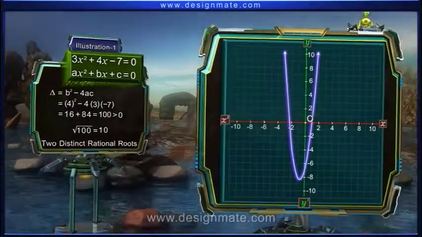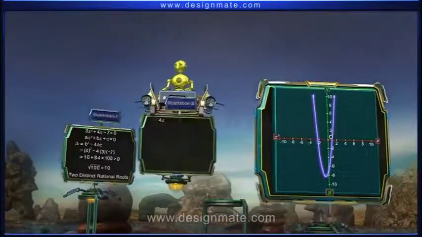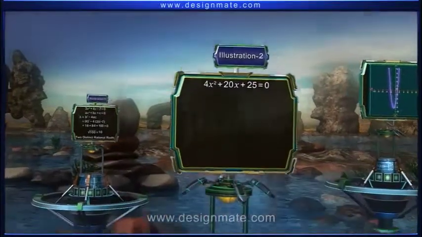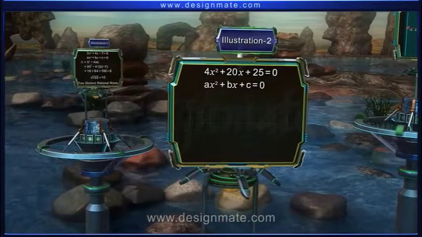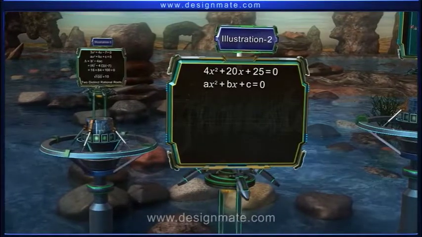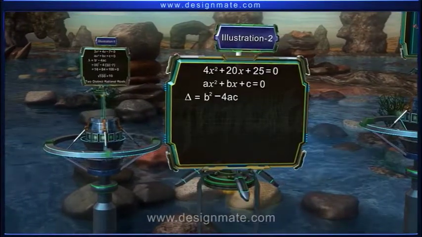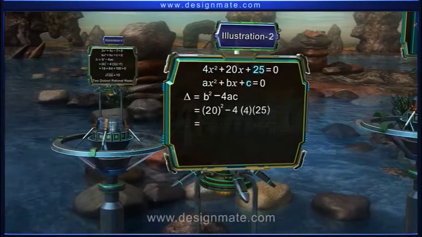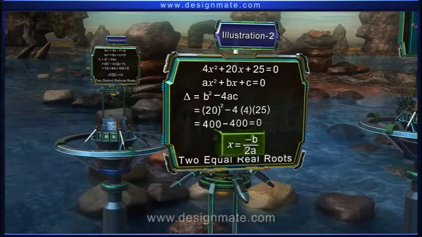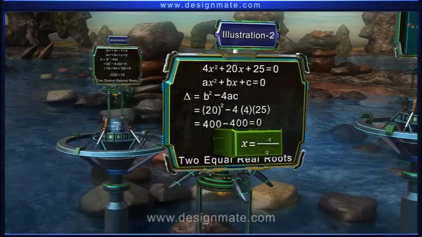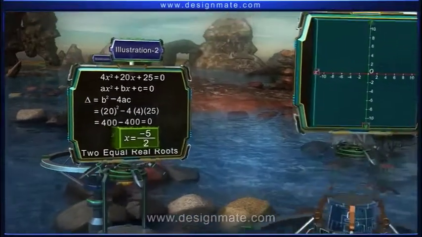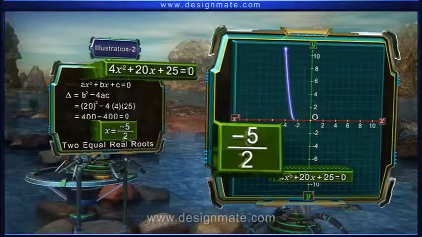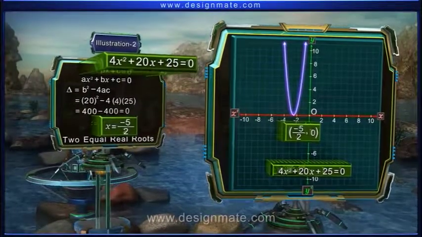Let us consider another quadratic equation. 4x² + 20x + 25 = 0. Now we will find the discriminant of the equation. Delta = b² - 4ac = 20² - 4 × 4 × 25 = 0. Thus, the quadratic equation has two equal roots, or we can say it has one real root. The graph of this function will be an upward opening parabola intersecting the x-axis at one point.